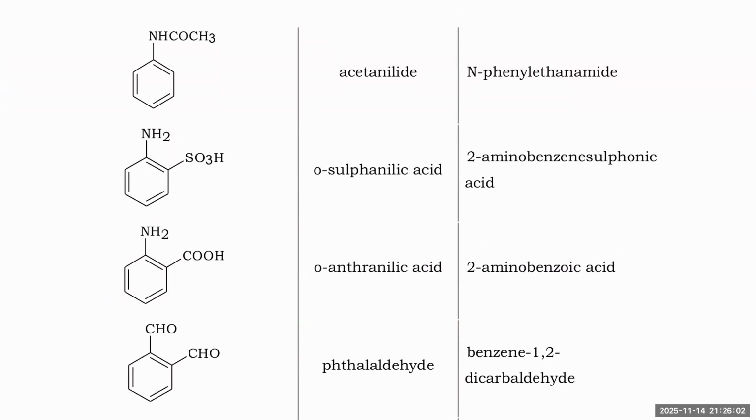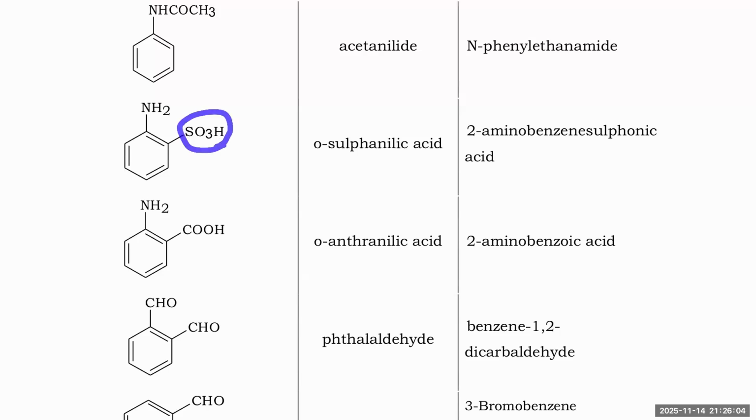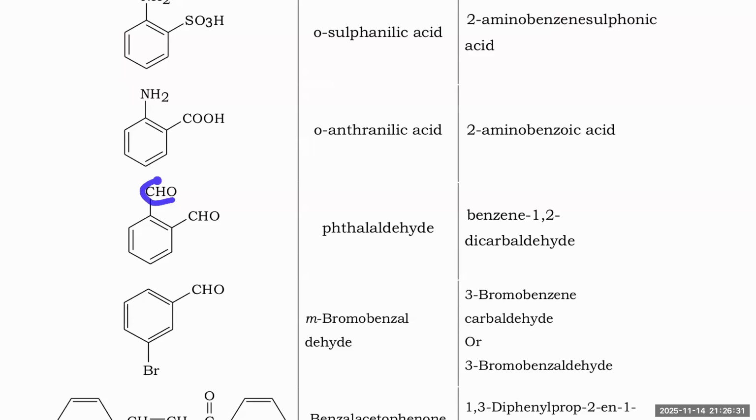Okay. Next, in case you have SO3H, that will become sulfanilic acid. Common name is sulfanilic acid. The IUPAC name is sulfonic acid with amino, and it is on benzene, so hence it is aminobenzene sulfonic acid. Okay, so this is 2-amino benzoic acid, simply benzoic acid. The common name is anthranilic acid. If you have two CHO groups on benzene, it is called phthalaldehyde. The IUPAC name is benzene 1,2-dicarbaldehyde.